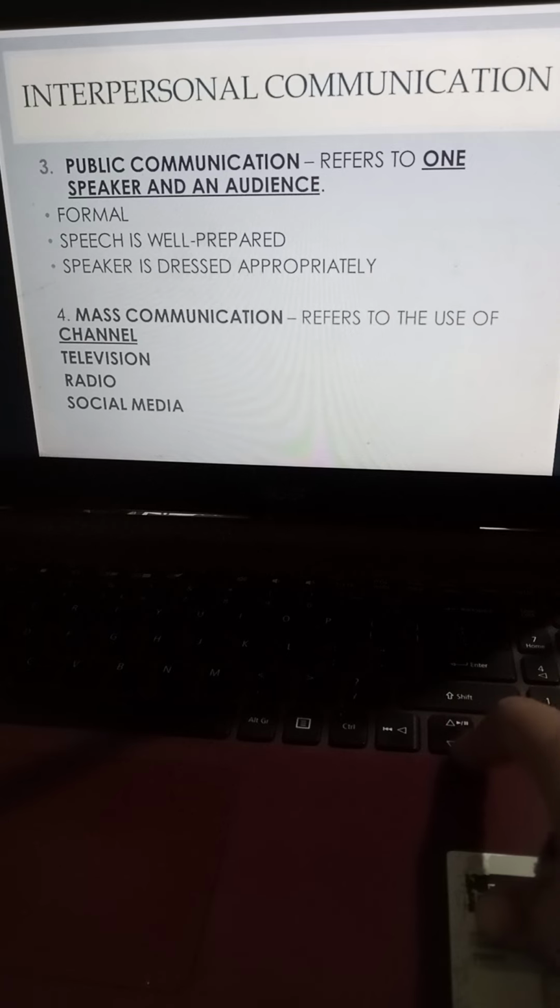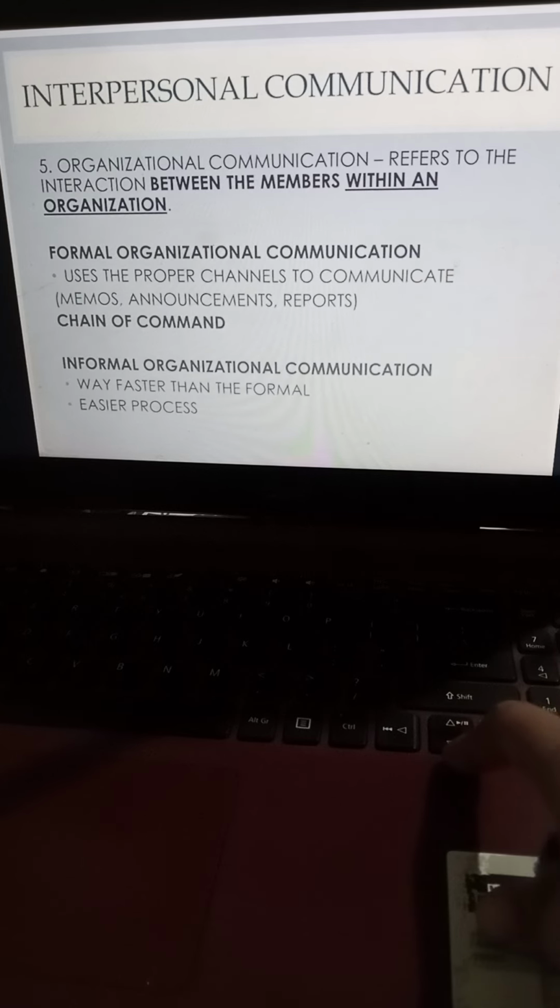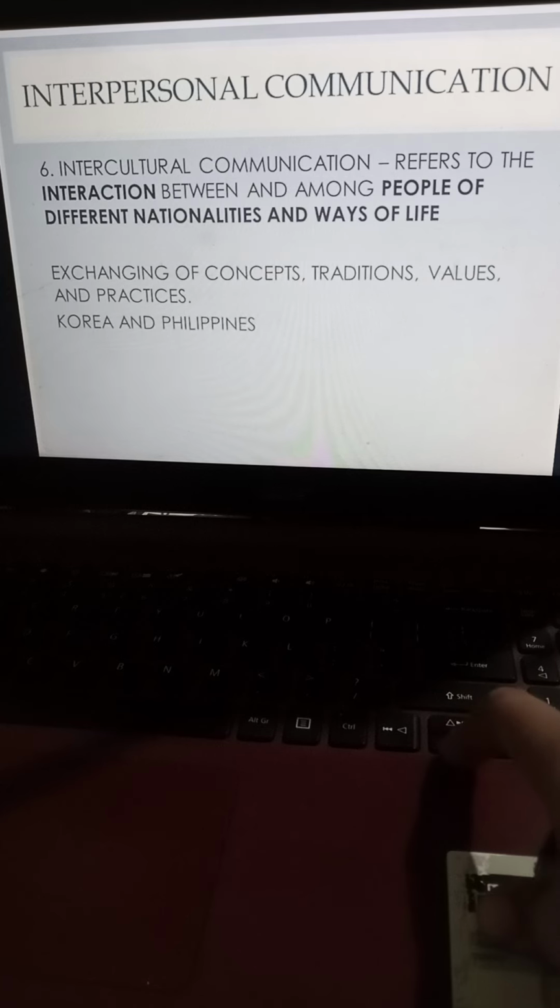Next, mass communication, it refers to the use of channels. What are those channels? Television, radio, and social media. Next, the fifth one, organizational communication. It is only between the members within an organization. And the last one is the intercultural communication, people of different nationalities and ways of life.